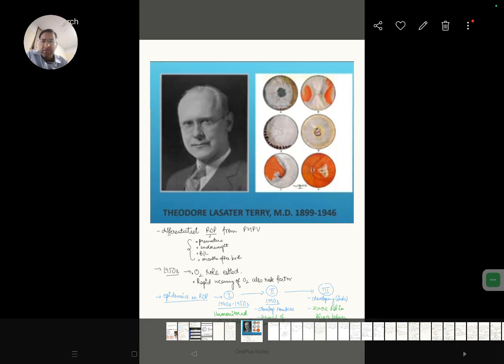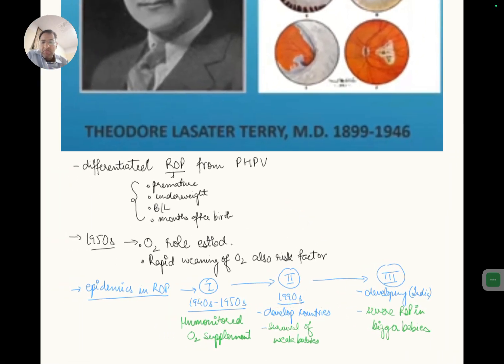This is Theodore Lasater Terry, who first described ROP and differentiated it from PHPV, persistent hyperplastic primary vitreous. He differentiated ROP in that it occurs in premature, underweight babies. It's mostly bilateral and happens in early months of life. In the 1950s, the role of oxygen was established in the pathogenesis of ROP, and rapid weaning of oxygen was also found to be an independent risk factor for ROP.